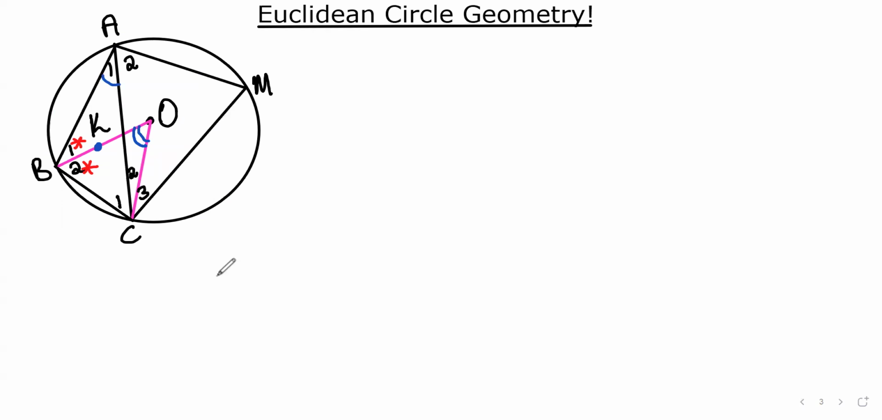What else do we know? Well, we know that these two are equal to each other because they are radii of the circle, which means that angle B2 is equal to angle C1. And that's actually all that I see in this case. Oh, they also said something. They said the size of angle A1 is 30 degrees. All right? Well, that's fine.